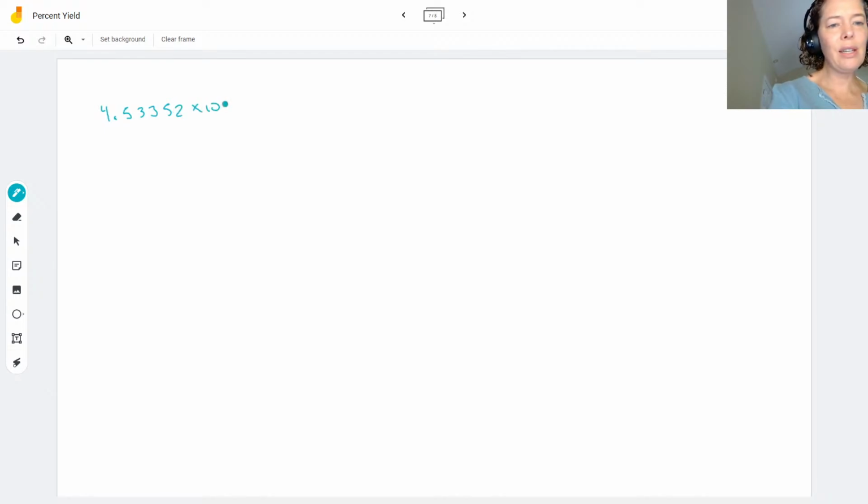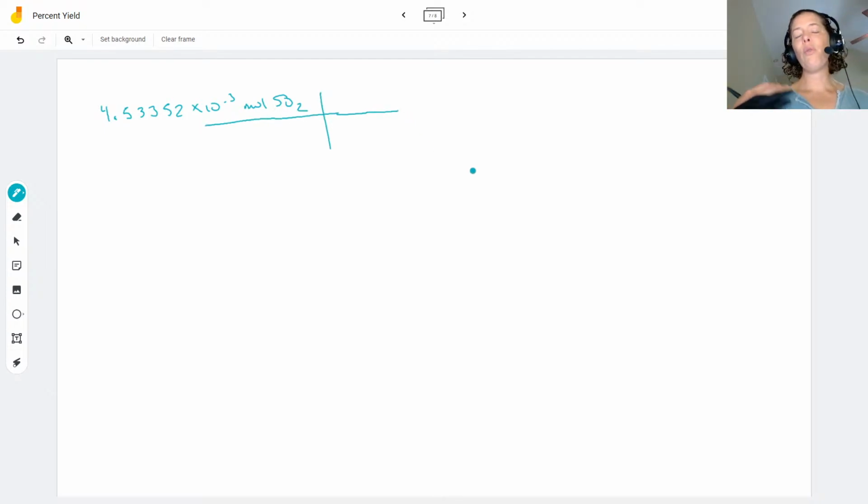4.53352 times 10 to the negative third. This is our moles of sulfur dioxide. So let's do our stoichiometry and let's convert to moles of oxygen. Now the nice thing here is we're just doing one conversion. This is moles of O2.